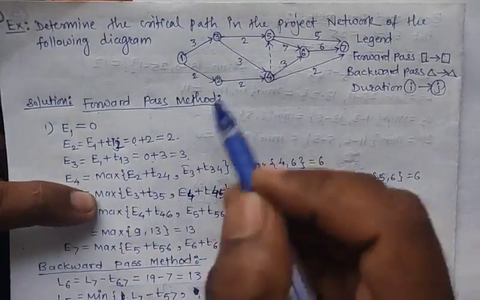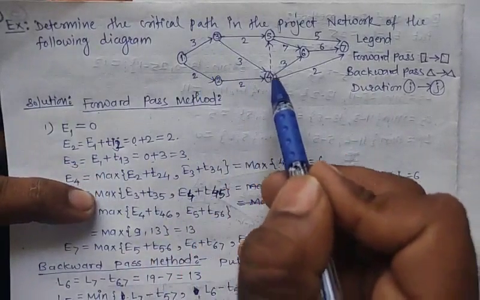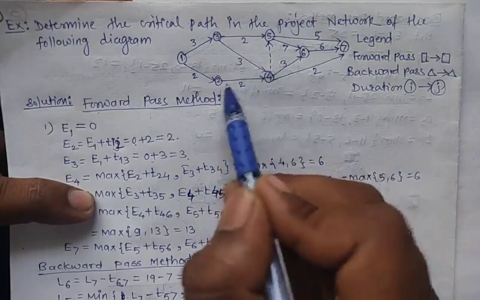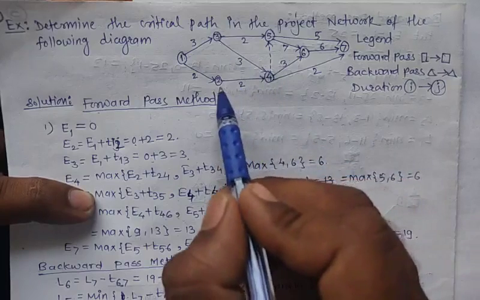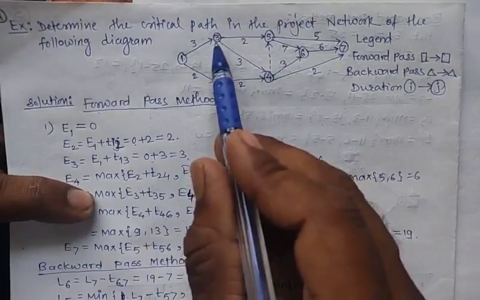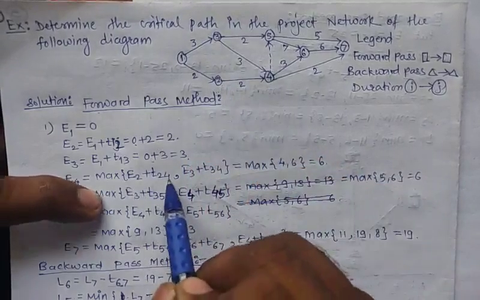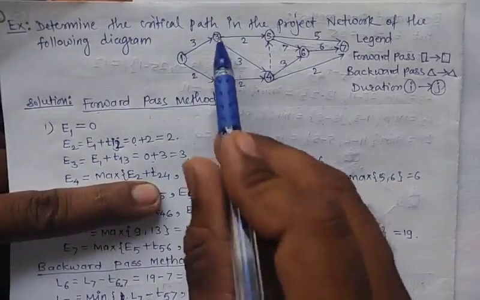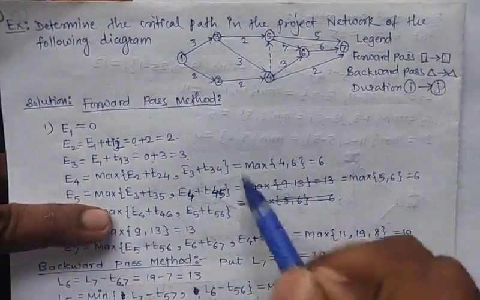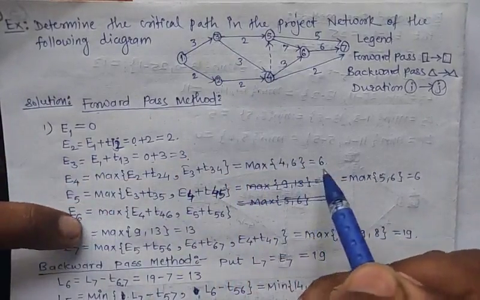Now to calculate E4, there are two incoming arrows, one from E2 and one from E3. So E2 plus T24 and E3 plus T34. To calculate it, the maximum between these two will be 6.